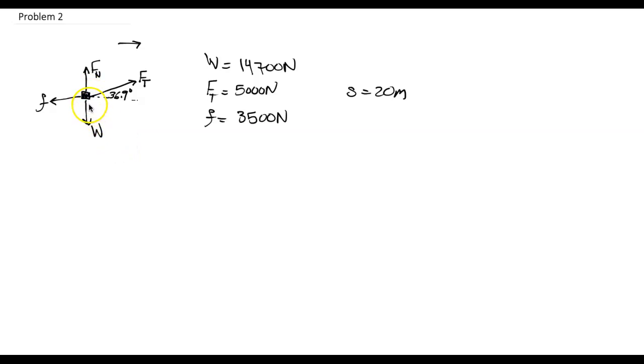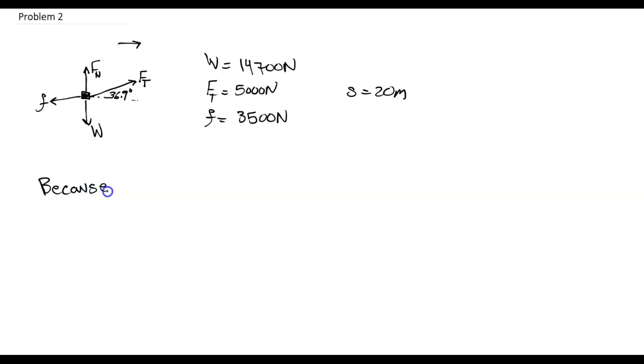Consider the free body diagram for example 2, where F sub n is the normal force on the sled. The sled weight is W, the friction force is little f, and the tension force connecting the sled to the tractor is F sub t. We're given the values for the weight, the tension force, and the friction force, and we're told that we're moving horizontally 20 meters.